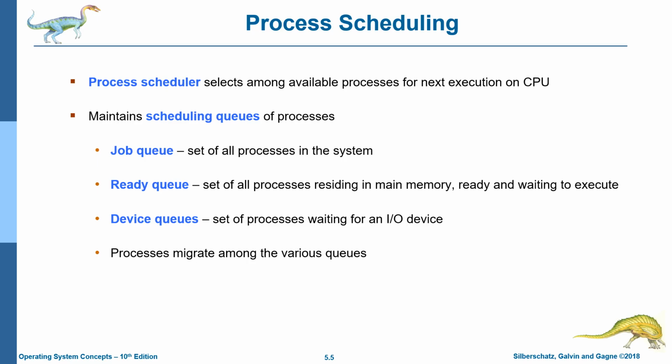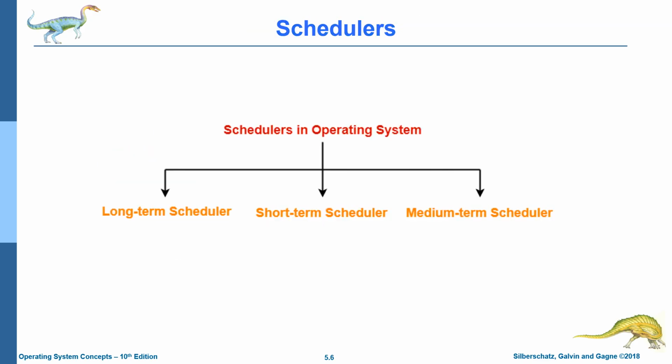The processes migrate among the various queues. Before executing, the process is in the ready queue. Whenever the CPU is allocated to a process, it is sent to the running state. If the process completes its execution, it is completed. Otherwise, if the process waits for an IO device, it is sent to the device queue. So processes migrate among the various queues.